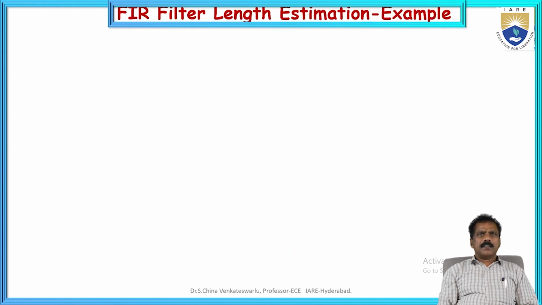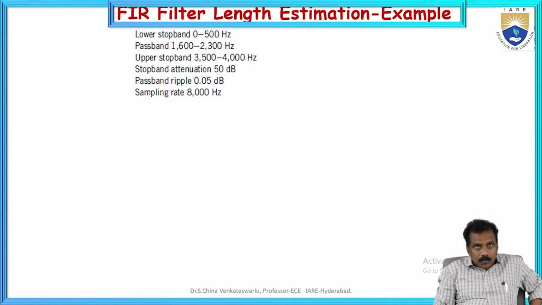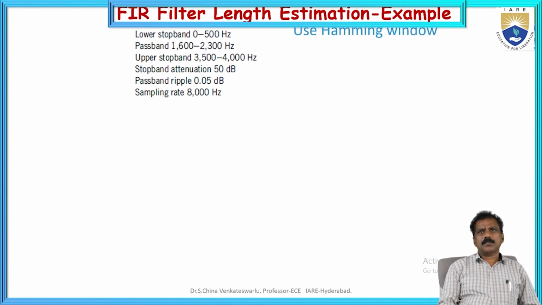Coming to FIR filters, finite impulse response digital filter length estimation, here is the best example. The lower stop band is 0 to 500 hertz and the pass band is 1600 to 2300 hertz. The upper stop band is 3500 to 4000 hertz. Stop band attenuation is 50 decibels, pass band ripple is 0.5 decibels, sampling rate is 8000 hertz. With this, use the Hamming window for measuring the FIR filter length estimation. This is the given data.